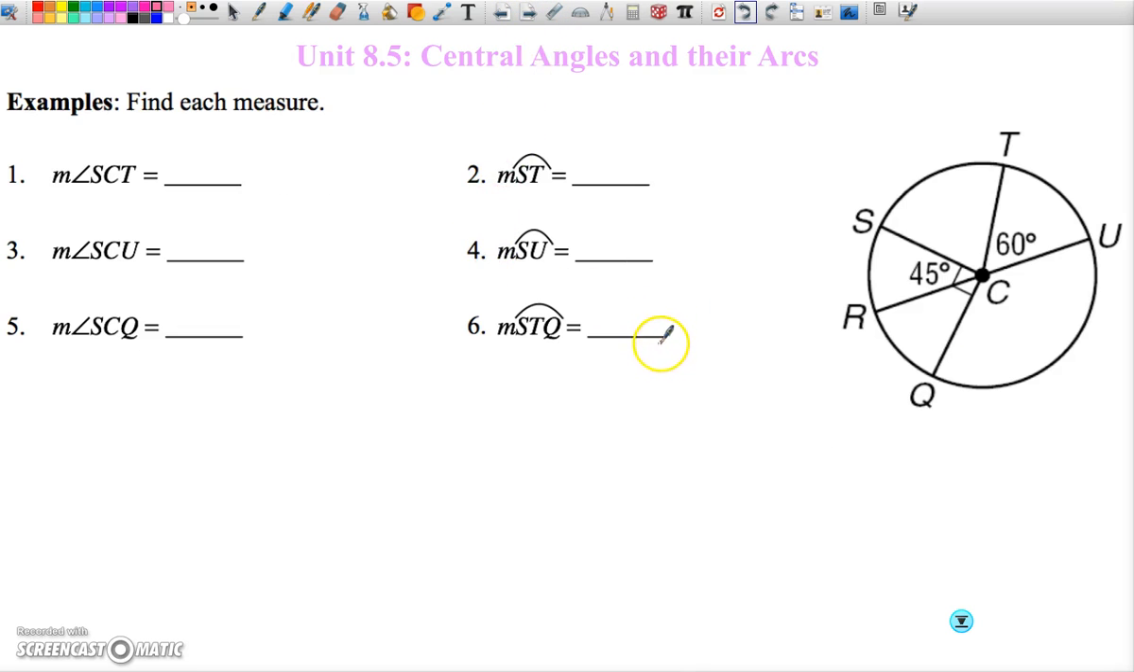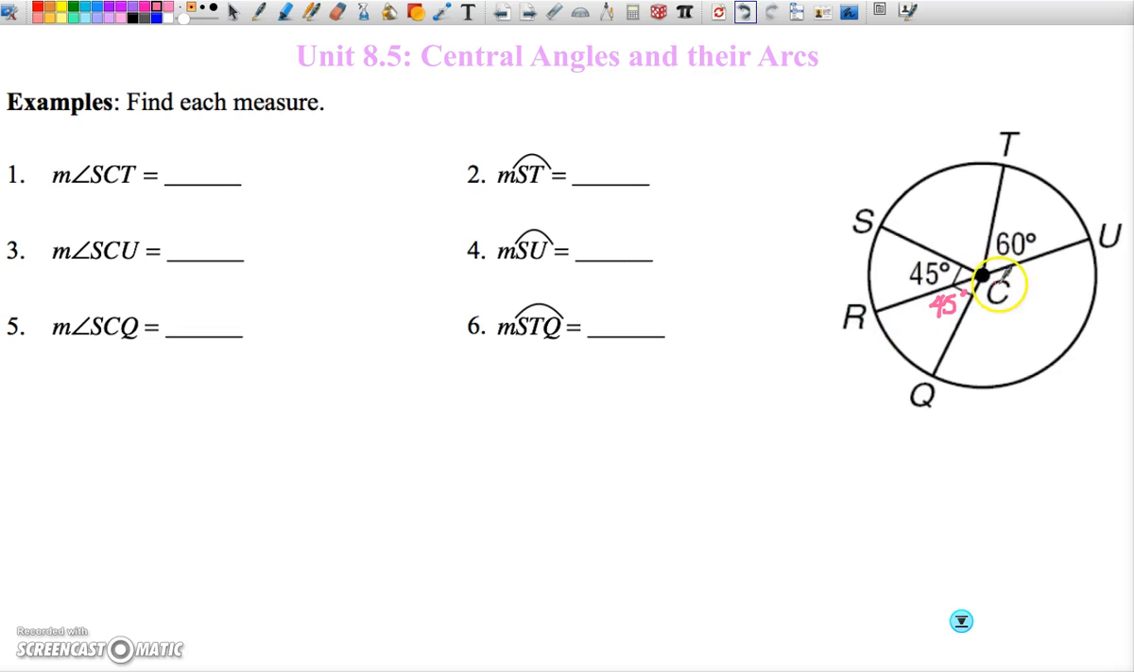So in these first examples here, what we're going to do is find the different arcs and angles based on the information that we have in this picture. So what I'm going to do first actually is take the information we have and label everything on the inside as much as I possibly can. So starting with the fact that this is a 90-degree angle, that would make this 45, well, since this is 45 here, then this would have to be 45 as well.